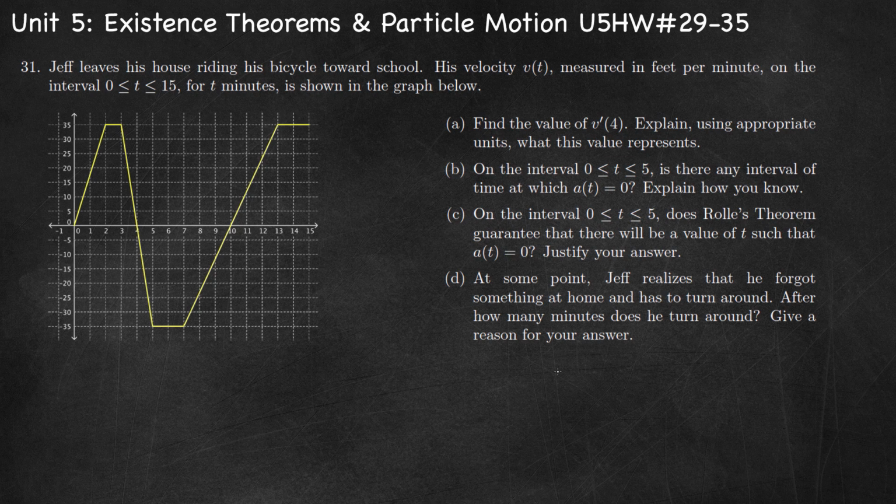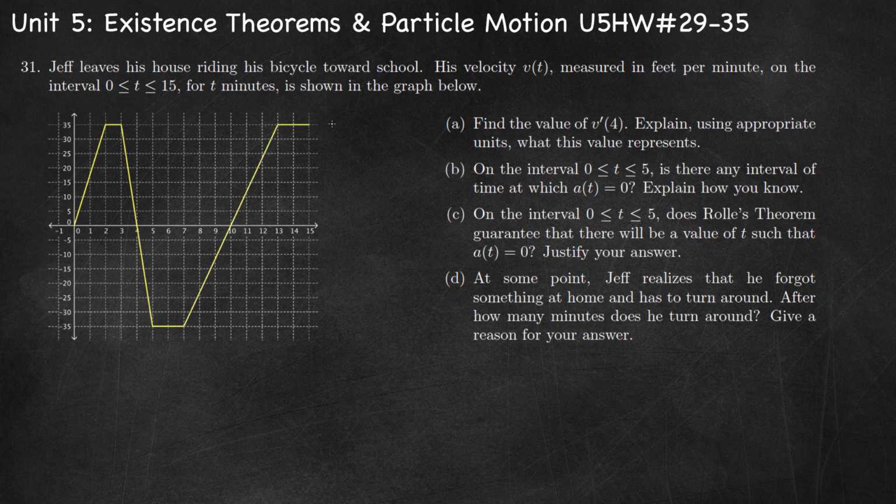31. Jeff leaves his house riding his bicycle toward school. His velocity, v of t, measured in feet per minute, on the interval from 0 to 15 for t minutes, is shown in the graph below. Find the value of v prime of 4.